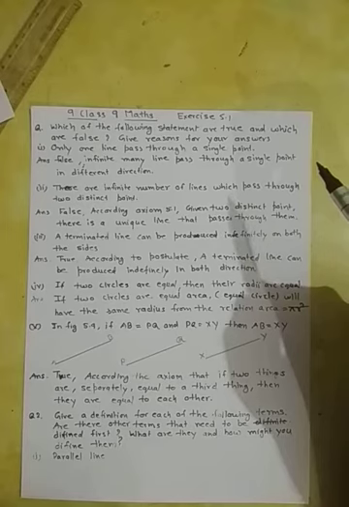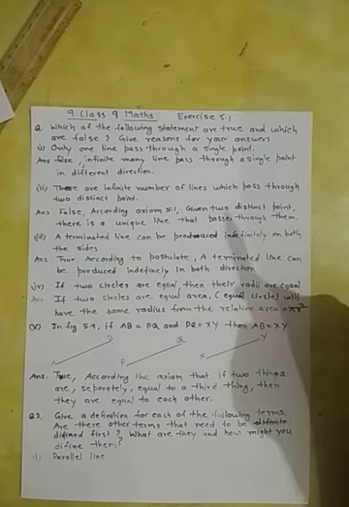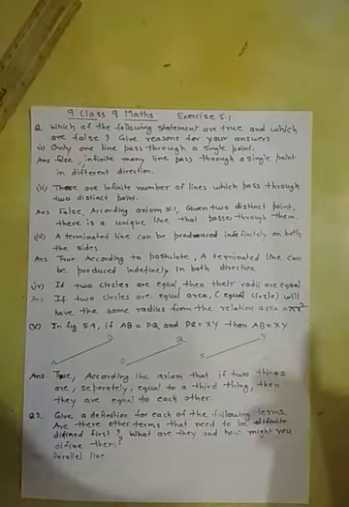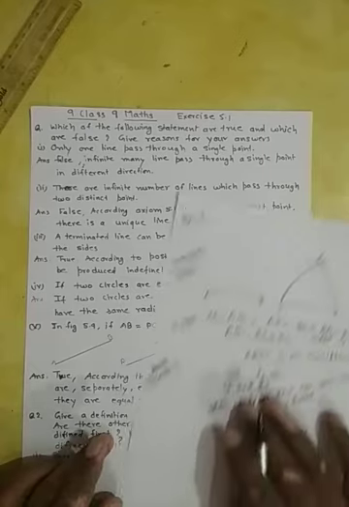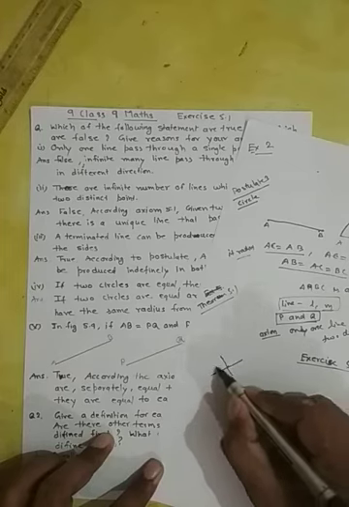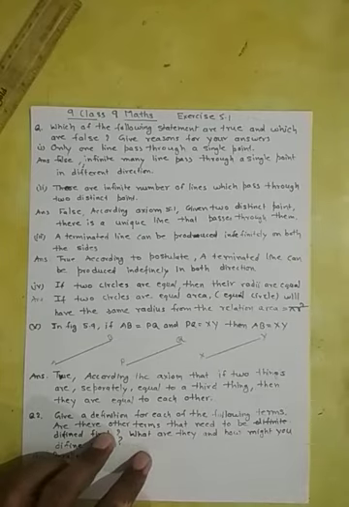Only one line passes through a single point. Friends, this statement is false because we can draw infinite lines from a single point. You see, this is a single point. We can draw infinite lines in this direction, this direction, this direction.